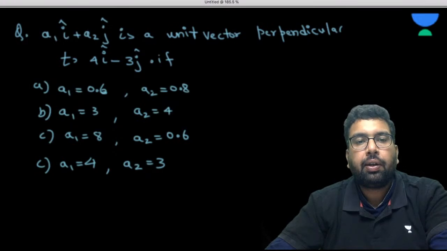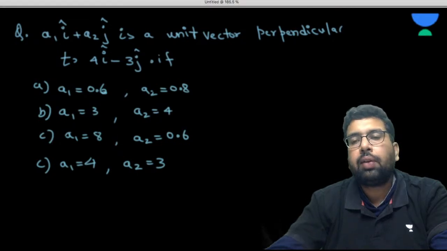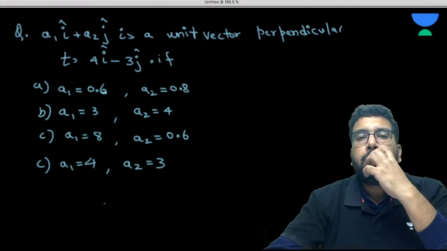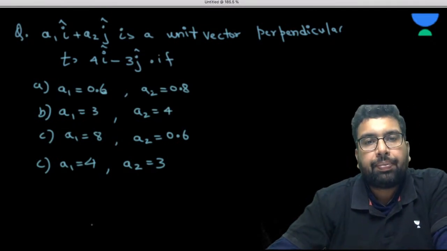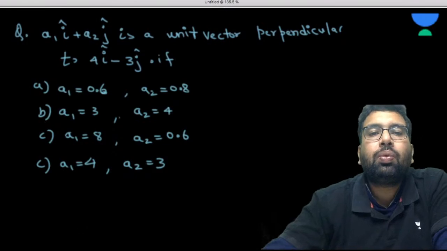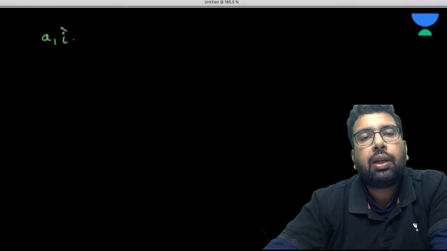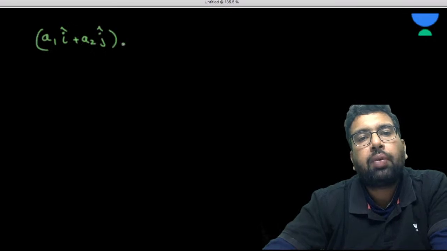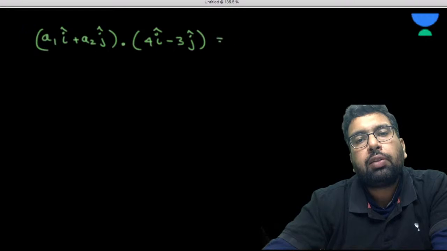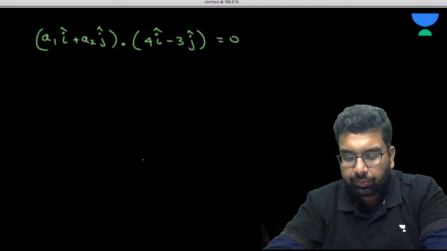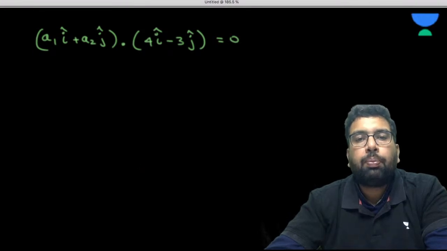Please try answering it. You have to keep a few things in mind. A1 I cap plus A2 J cap is a unit vector perpendicular to this. Two vectors are perpendicular to each other, so their dot product of A1 I cap plus A2 J cap with 4 I cap minus 3 J cap is going to be zero.